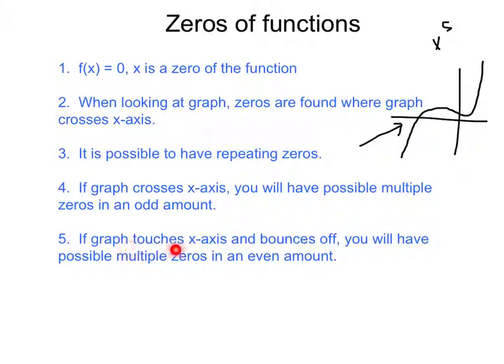If a graph touches the x-axis and bounces off, you will have possible multiple zeros in the even amount. For the most part, this really just applies to polynomials, but look at what your largest exponent is, and that's how many zeros you're going to have total anyway, whether they're real or imaginary. And we'll mess with this more later.